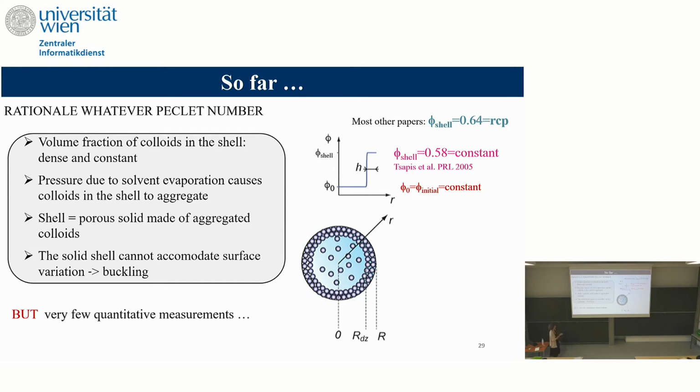And in the paper of Sapir, they assume a constant volume fraction of 0.58, and then later on, I didn't read all the papers, but most people now assume a volume fraction at random close packing, 0.64. And they all assume that the initial volume fraction is what you put inside at the beginning. But I would say there are not a lot of experiments probing this shell, checking whether we have a shell, what the volume fraction is, what the thickness is, and so on. So there are a few.